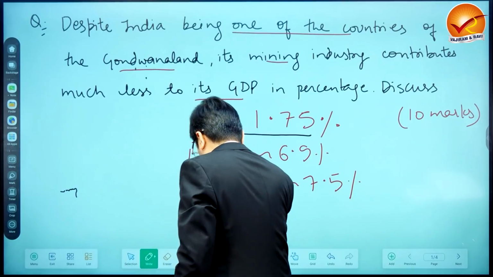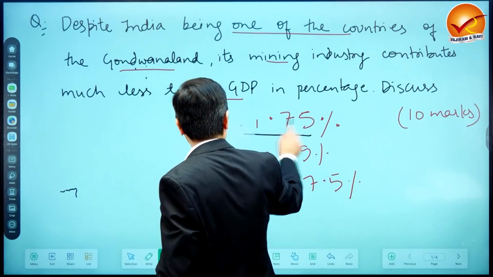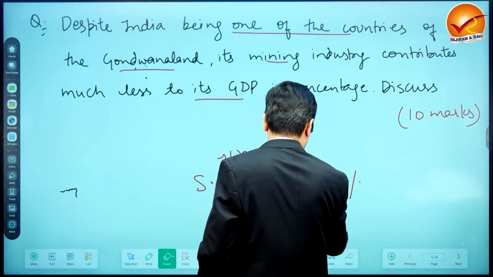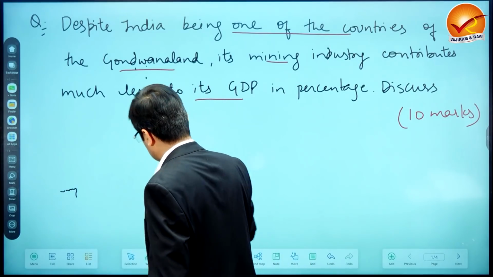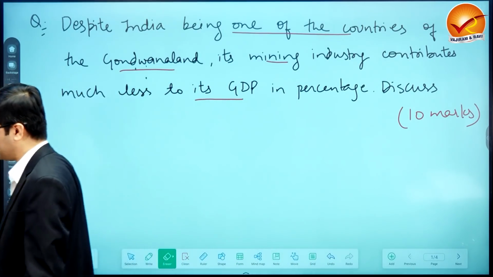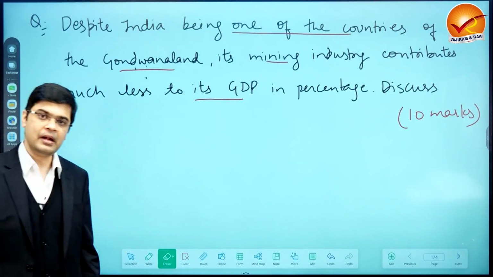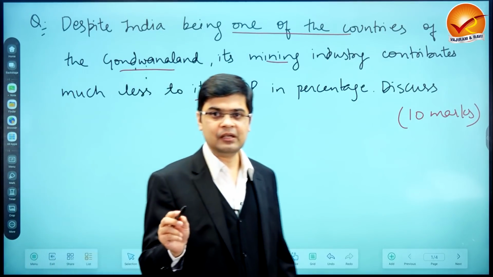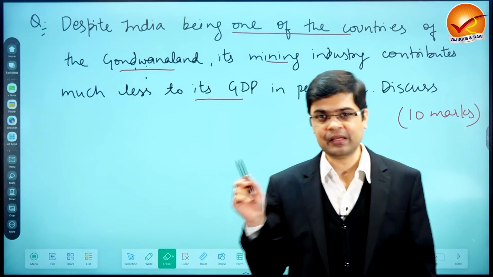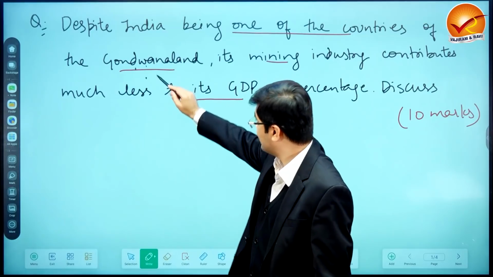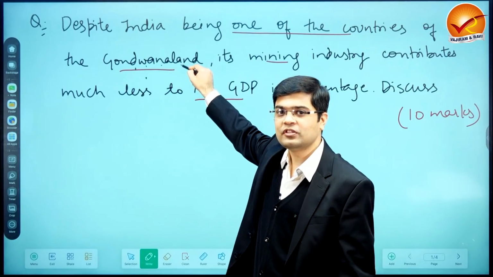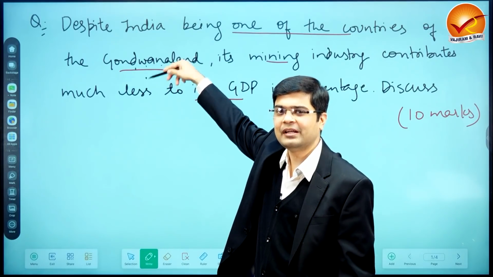Then the question says, why is the share less? Again, this question was also on the expected lines because this year we had the coal crisis and certain amendments were made in the Mining Act for coal. Like for example, here they have given the term Gondwana land, Indian coal is known as Gondwana coal. So it can be linked to coal as well.